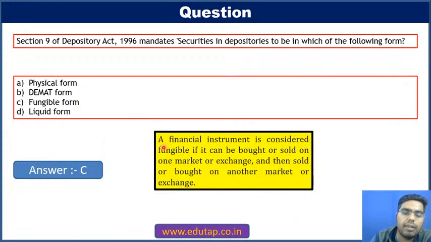What do you mean by fungible? A financial instrument is considered fungible if it can be bought or sold on one market or exchange and then sold or bought in another market. Fungible means which can be bought or sold in different markets. So the correct answer is C here. You just need to remember the section number and this particular point. So section 9 says that securities should be dealt and purchased in more than one stock market.